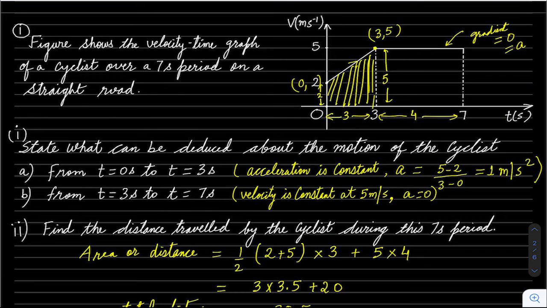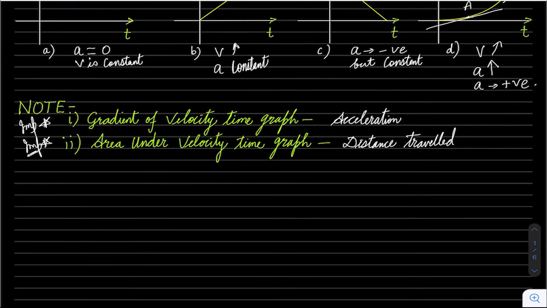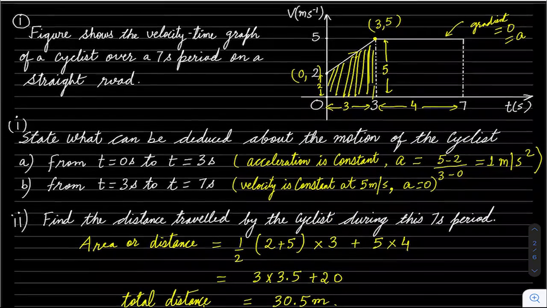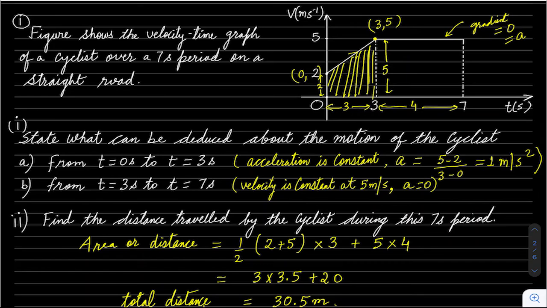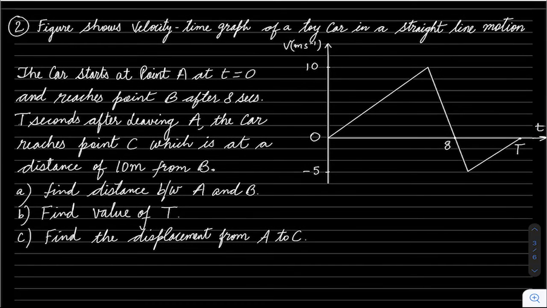I hope you understand this. Basically only two things are there, and I have written them as a note also: gradient gives acceleration, area gives distance. That's it. The rest is straight line things, and finding area is what you have done in lower classes, grade 9 and 10. Okay, let's try one more question.